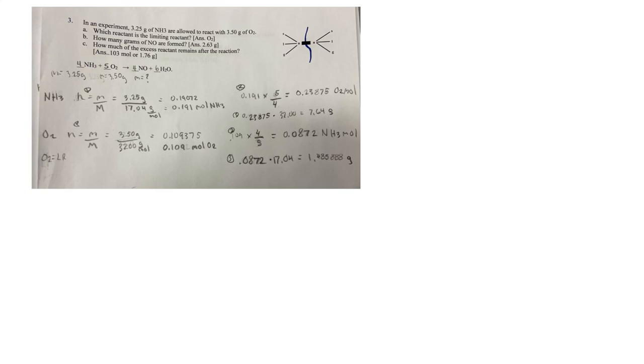Okay, it looks like you're on the right track here. You found the moles for ammonia, that's right here. And then you found the moles for oxygen, which would be right there. And then what you need to do is do stoichiometry for each one of those. So you're here for both of those.